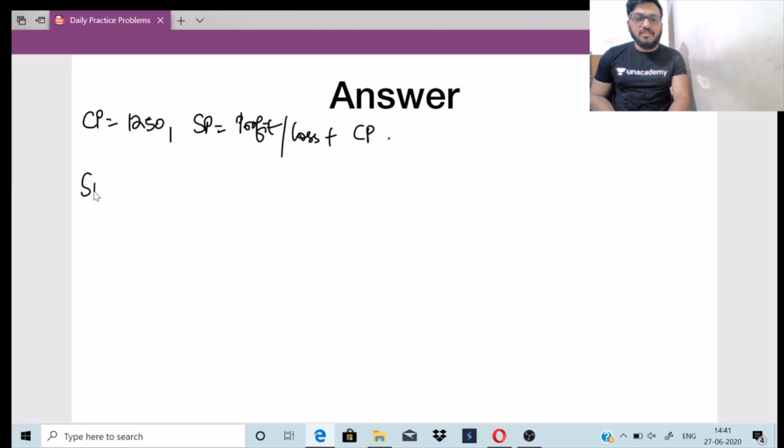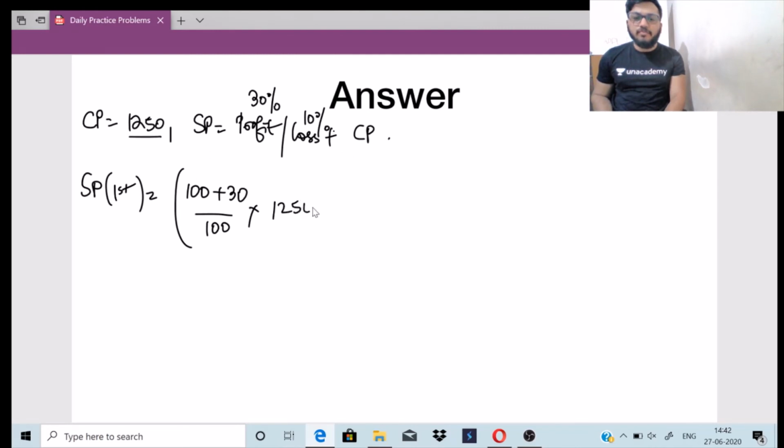Now let us find out the SP of the first parrot. What is the profit he is getting? 30% profit. What is the loss he is getting? 10% loss. So it is 100 plus 30 divided by 100 into the CP, which is 1250. This will be our equation: 100, which is the normal percentage, plus 30%, which is our profit, divided by 100. So what is the answer I'll be getting here? I'll be getting 1625 rupees.